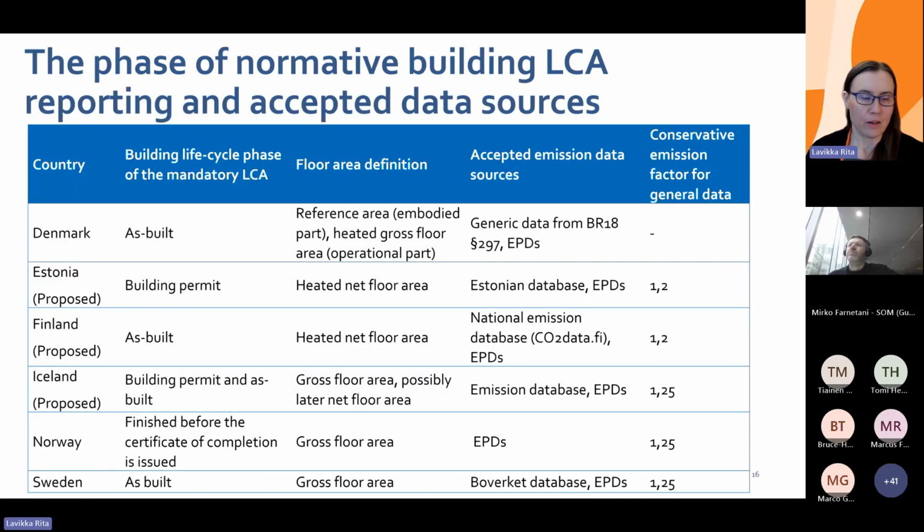Then about the phase. As told, those two normative ones, building permit and as-built. Some have this as-built and some this building permit phase, or even propose to have it twice. The floor area differs a bit between some of the countries, how you define the floor area, and what the accepted emission data sources are, and whether you have a conservative emission factor for the general data. So this is an overview, and these slides will be available to you later on, so you can take a deeper look at them.